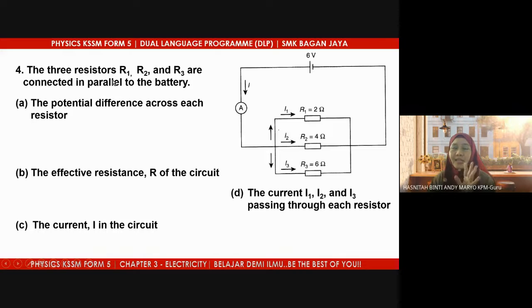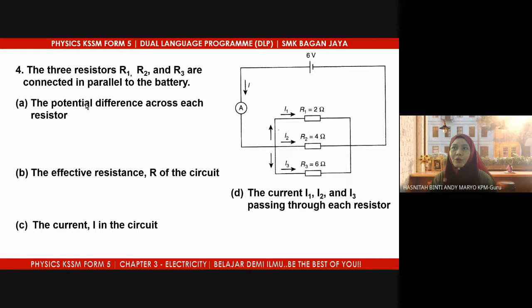But if not stated from the drawing, you can understand R1 and R2 and R3 are all connected in parallel to the battery. Okay, fine. Potential difference across each resistor, student. This one, do we have to calculate or not? Yes, very good.